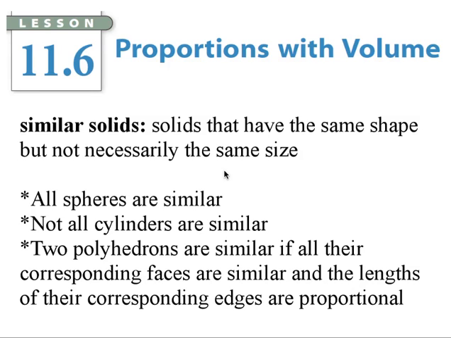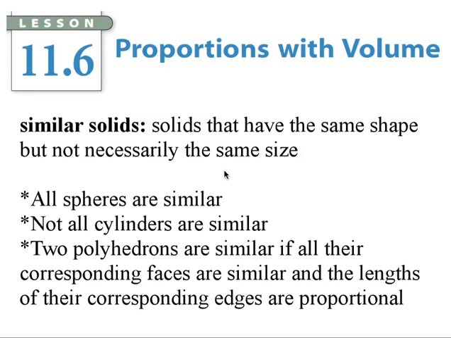And so here we go with section 11.6. This is on proportions with volume. Similar solids are solids that have the same shape, but not necessarily the same size. That is what similar solids are. Some characteristics here that I need you to get down. First of all, spheres are similar. That's just a fact. All spheres are similar.